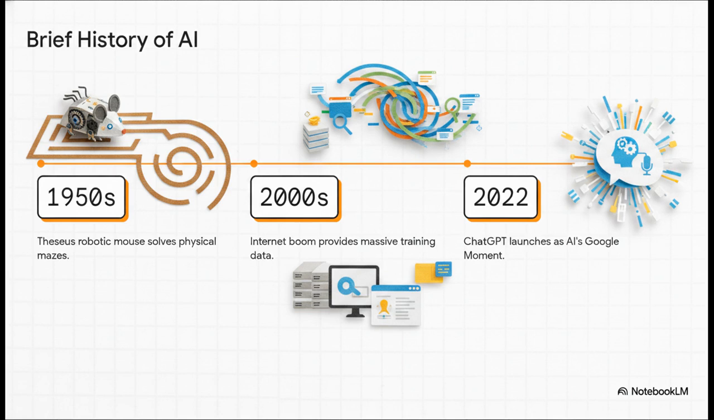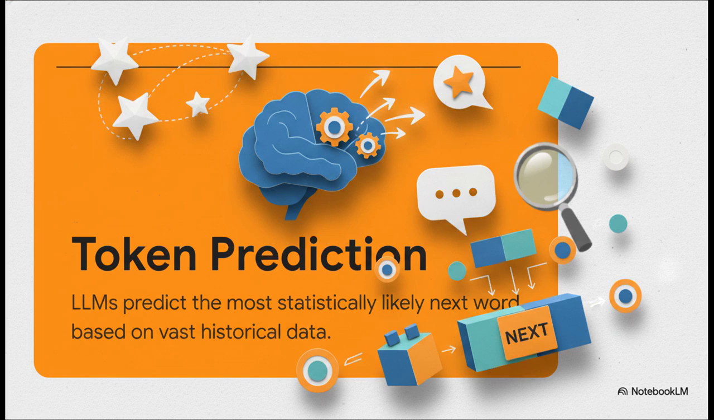But the real magic year was 2022. The launch of ChatGPT was literally AI's Google moment. All of a sudden, you didn't need to be some PhD coder in a research lab to use artificial intelligence. You could just talk to it. But here is a super critical realization for you. AI isn't actually thinking the way a human does.